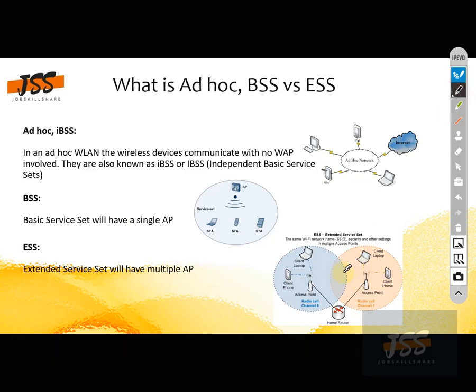As you can see here, we have a client laptop here, and another client laptop here. If this wants to communicate with this laptop, it has to go through this one access point. It will touch the router, and then the router will pass the information to this other access point, and this is how information will be sent back and forth.